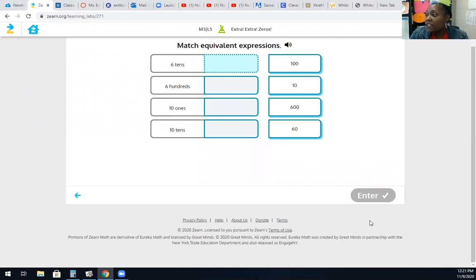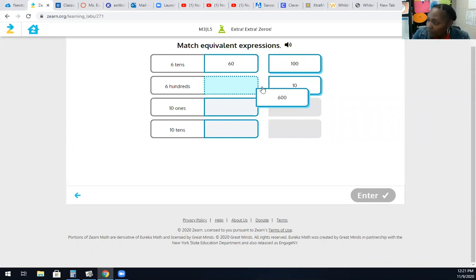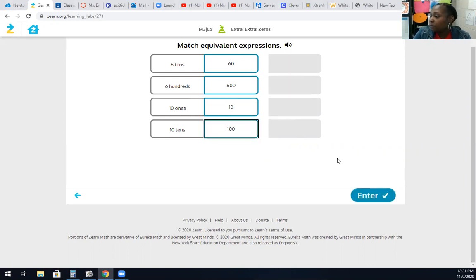Okay, let's match some equivalent expressions. If we see 6 tens, we should also know that that's 60, because that's what 6 tens equal. 600s, let's think which one that might be. Okay, 600. 10 ones is 10, and 10 tens is 100, right? I know we're going to have that correct.